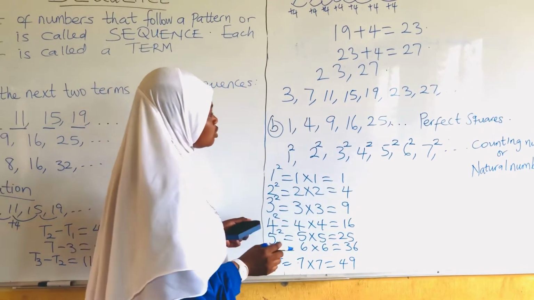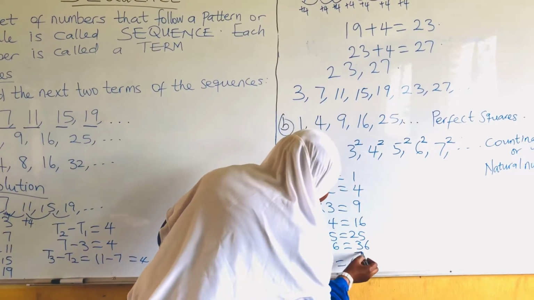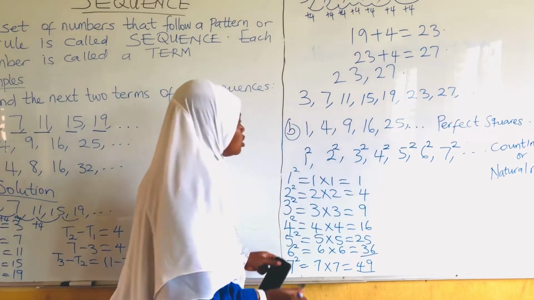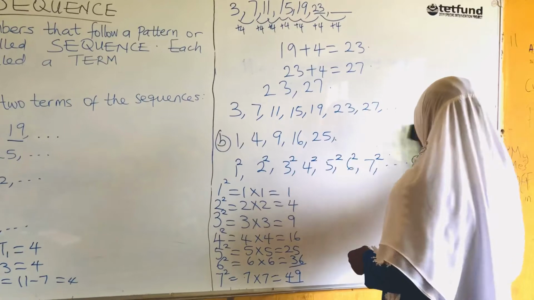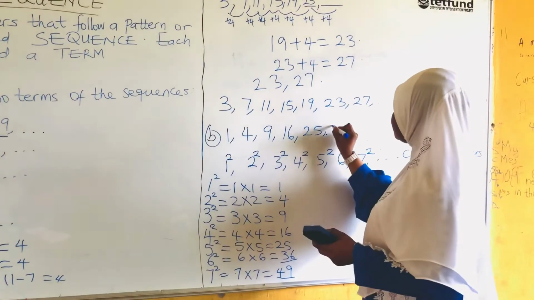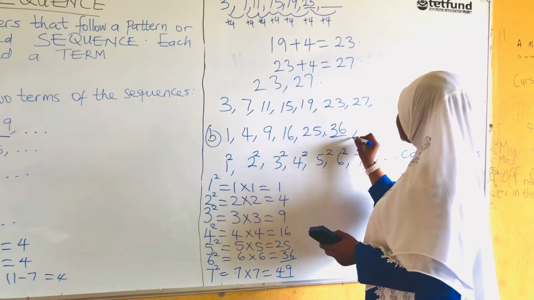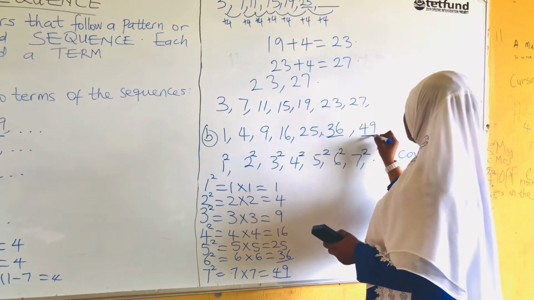But what they ask us to find is the next 2 terms. The next 2 terms here will now be 36 and 49, followed by 49. And so on.